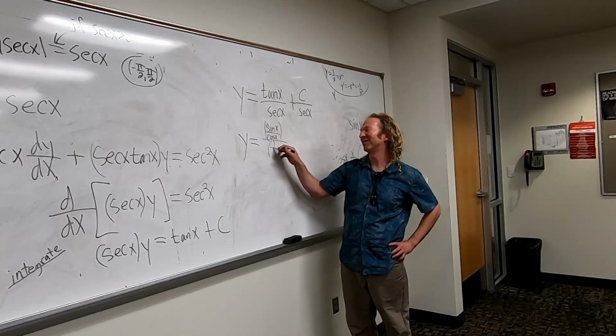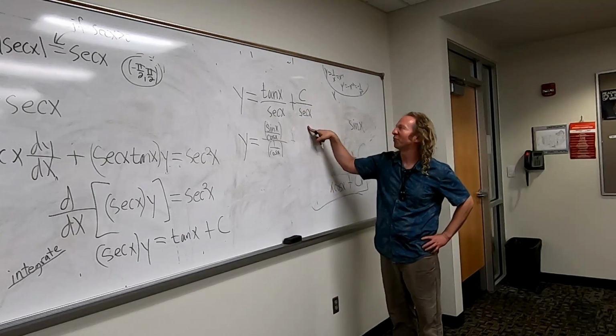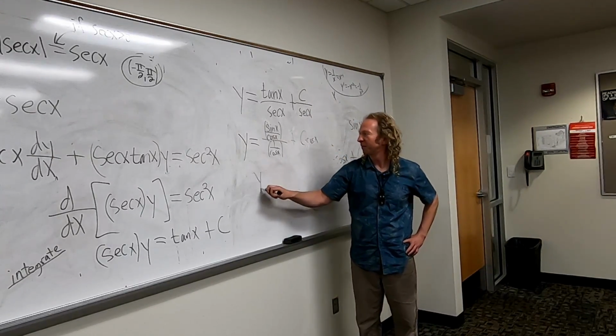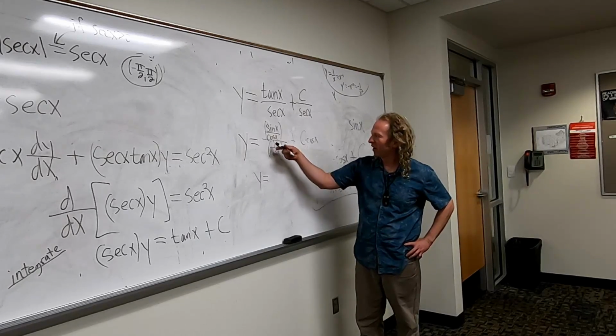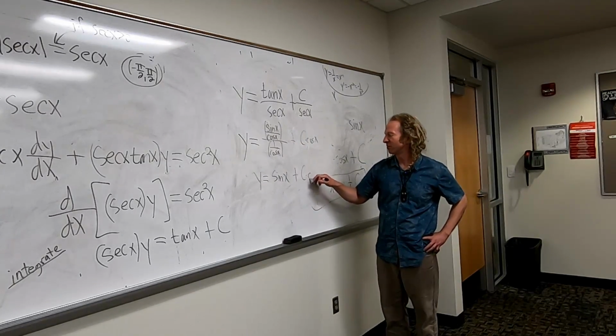Ugh. 1 over cosine. Yuck. Plus, this is 1 over cosine, so it's c times cosine. Wow, this is so complicated. This is just sine, right? Plus c times cosine.